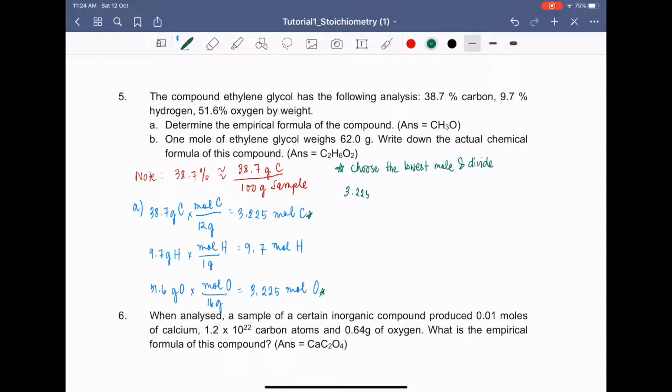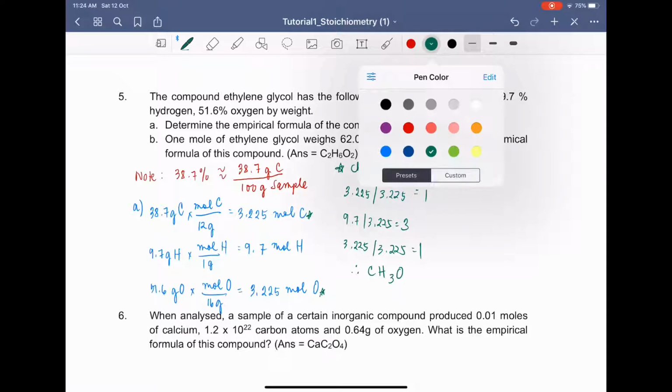So 3.225 mole of carbon divided by 3.225 equals 1. Then for hydrogen, 9.7 divided by 3.225 is equal to 3. And then 3.225 divided by the same number is equal to 1. So therefore, we have CH3O. That's our empirical formula for ethylene glycol.